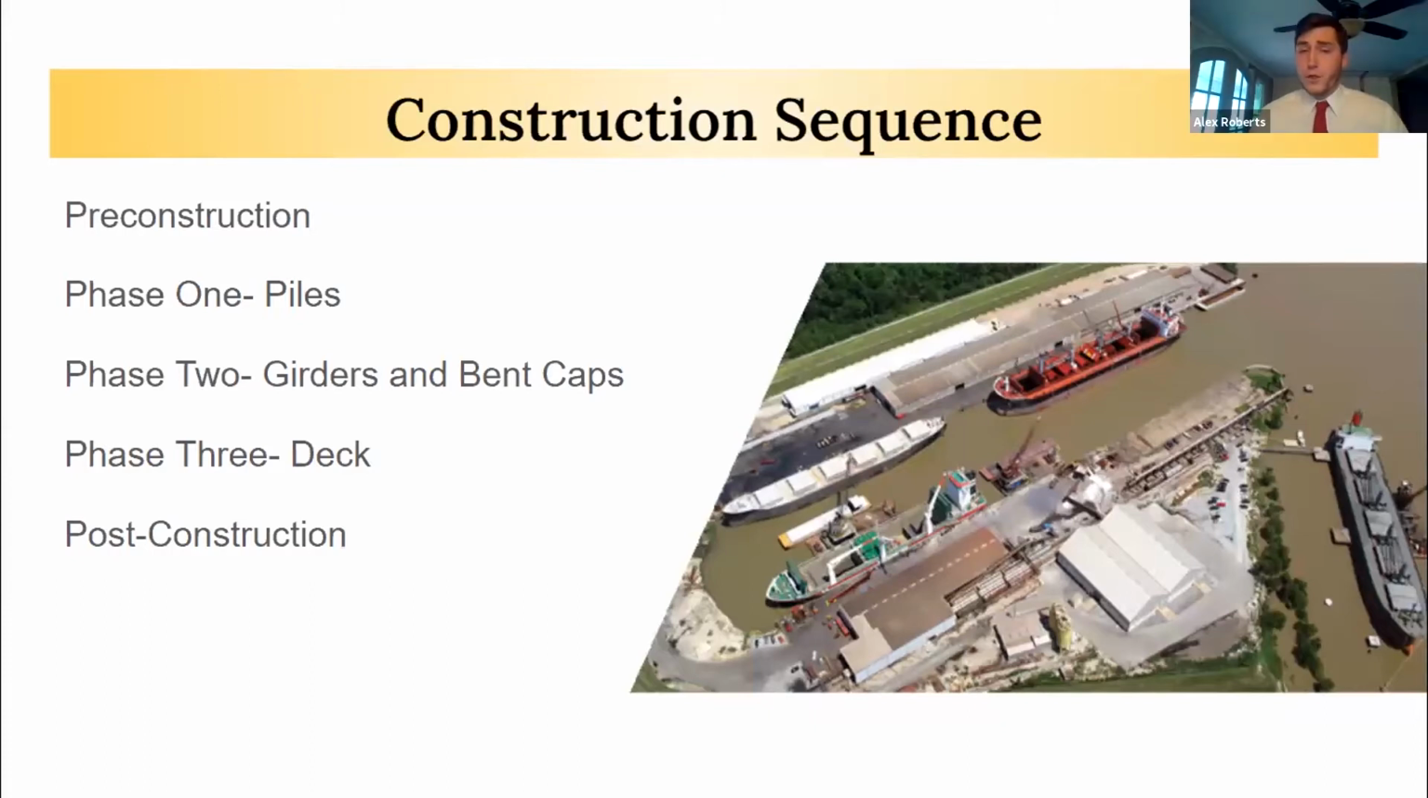Okay, so for our construction sequence, we broke the entire sequence down into 3 main phases, including a pre-construction and post-construction. Phase 1 being the delivery and driving of our piles. Phase 2 would be all the substructure, girders and bent caps, and then phase 3 being the superstructure, including all the deck slabs and everything that is involved with the superstructure. And then with the pre-construction having the notice to proceed, our mobilization, and post-construction having our inspection and substantial completion.